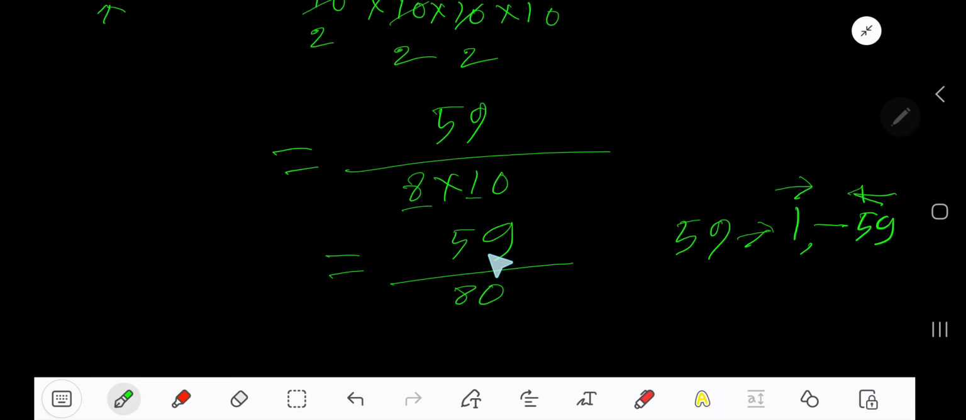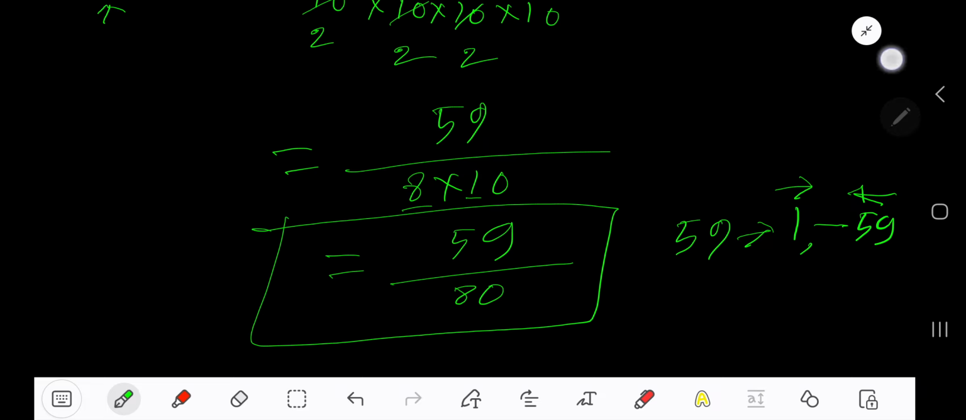If you get any prime number, either in numerator or denominator, you are done. This is the simplified version.